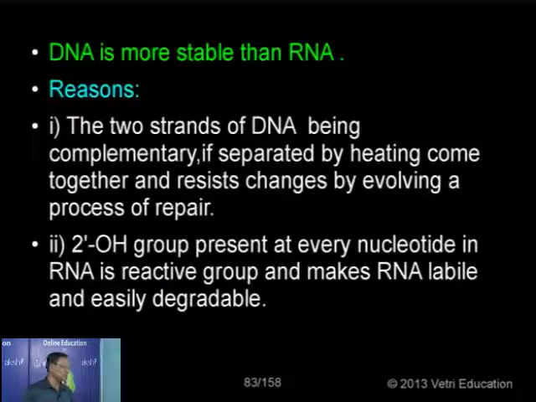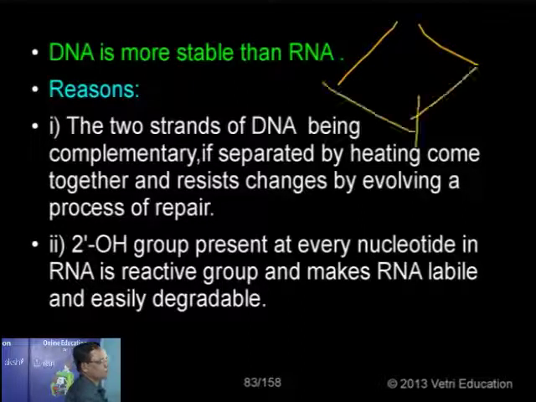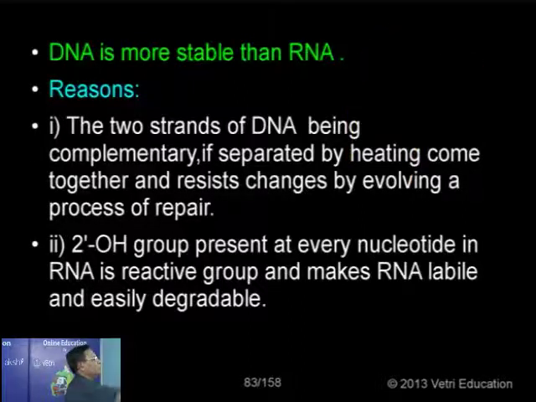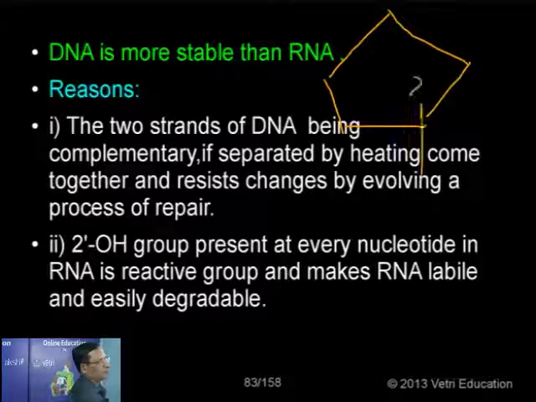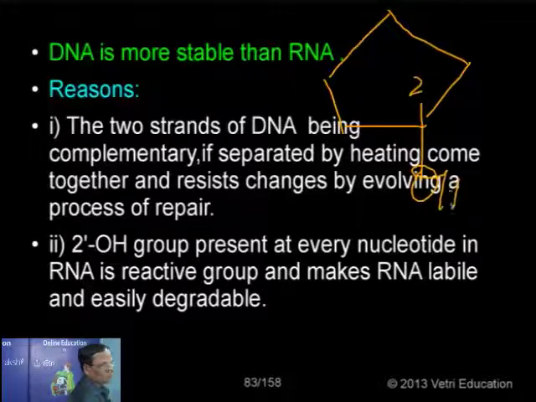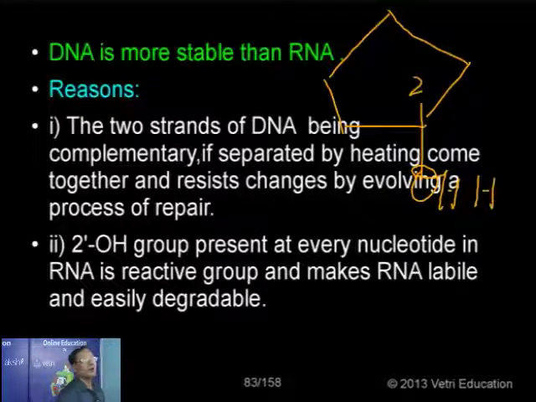The second reason: now if you take the ribose sugar, this is position number 2, the second carbon. Here we have the OH group in the case of ribose. But in the case of DNA, we have hydrogen at that second carbon attachment. We have the hydroxyl group in the ribose sugar, and the hydrogen in the deoxyribose sugar.